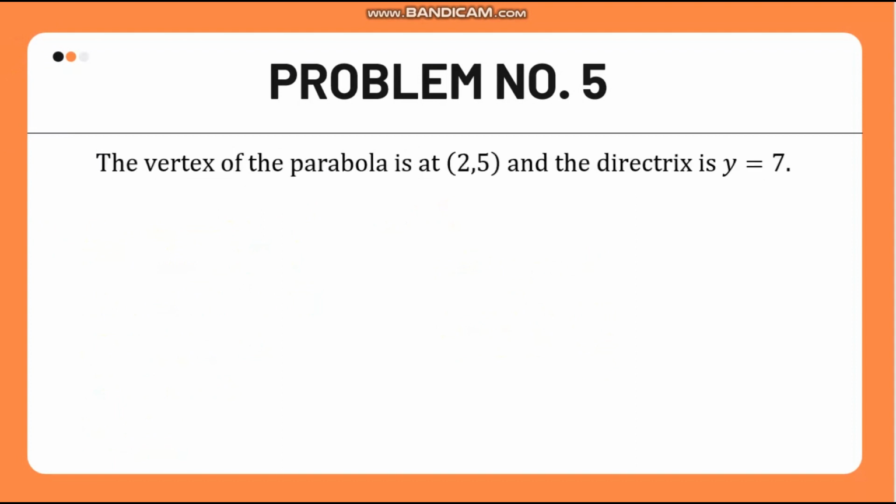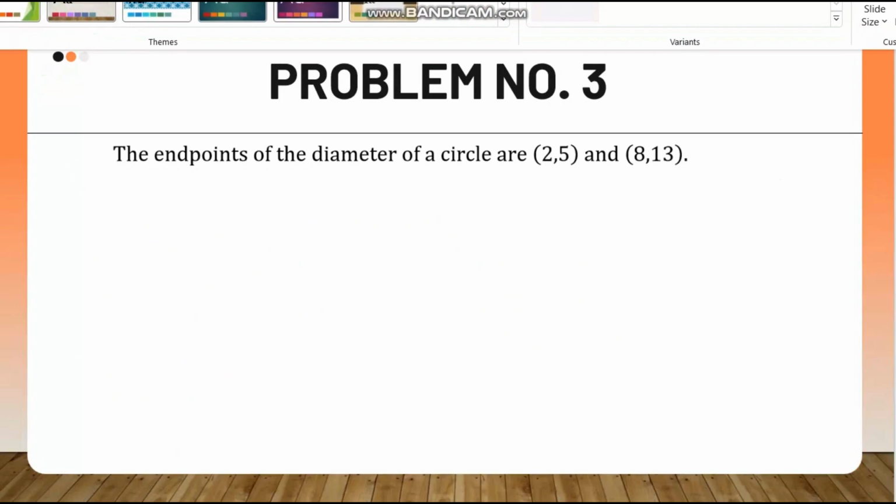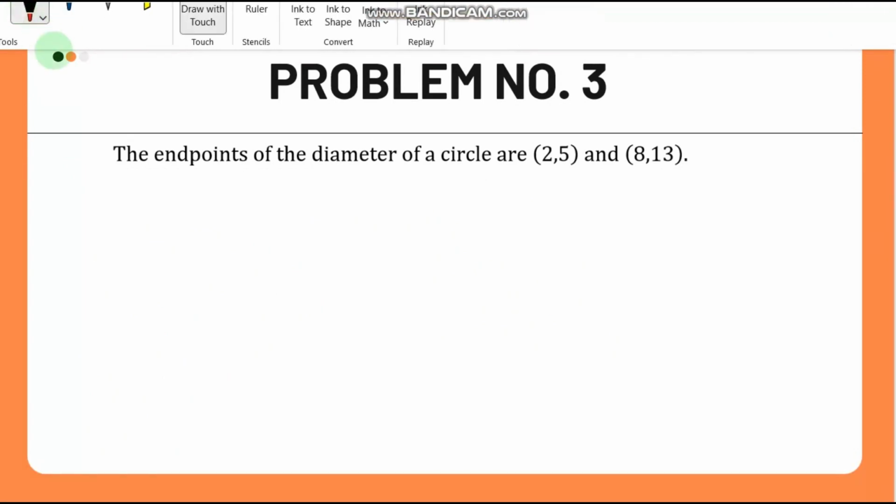Next problem. The endpoints of the diameter of a circle are (2, 5) and (8, 13). So, since the endpoints are given, we have to first find the midpoint between the endpoints to get the center.